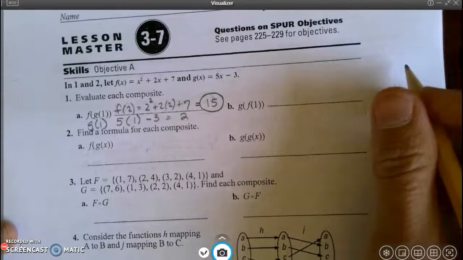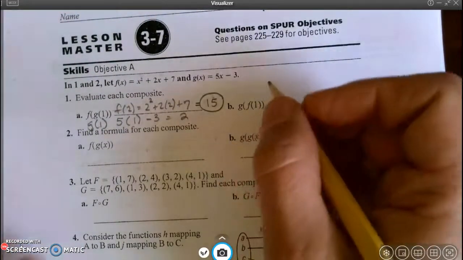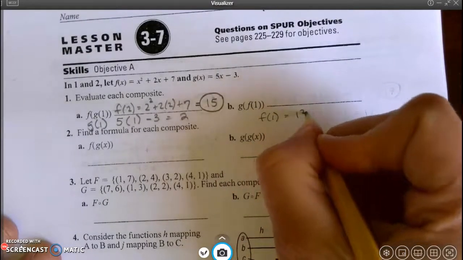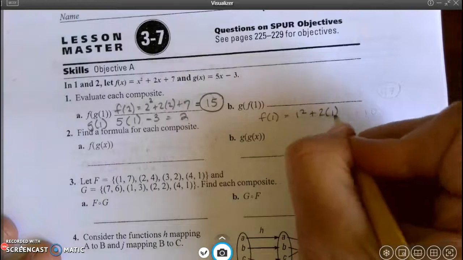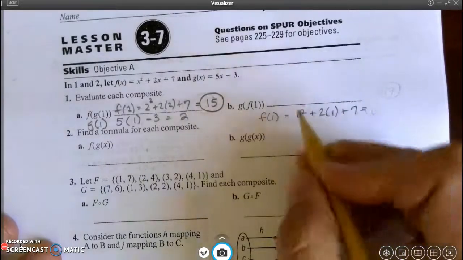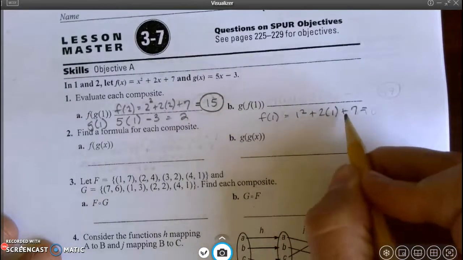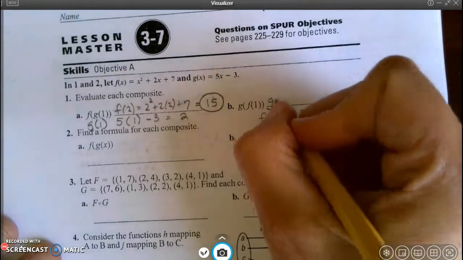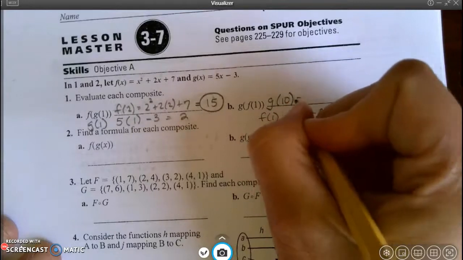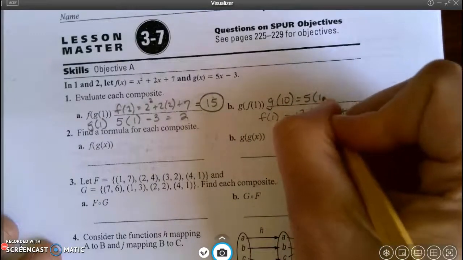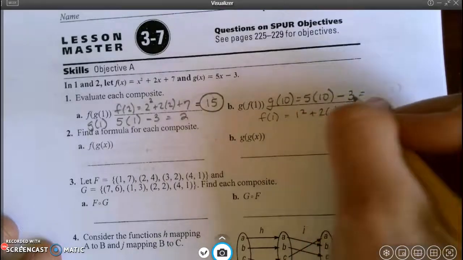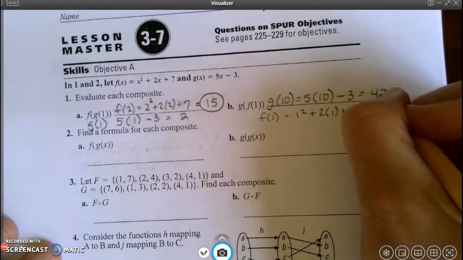For part B, I'm going to put 1 into the f function. So f at 1 is 1 squared plus 2 times 1 plus 7. So that's 1 plus 2 is 3 plus 7 is 10. So then I'm going to do g at 10, which is 5 times 10 minus 3. 50 minus 3 is 47.